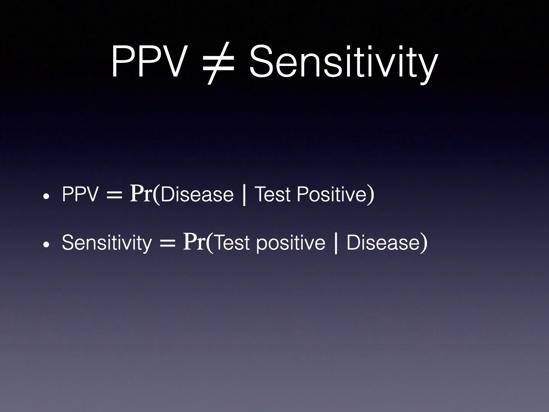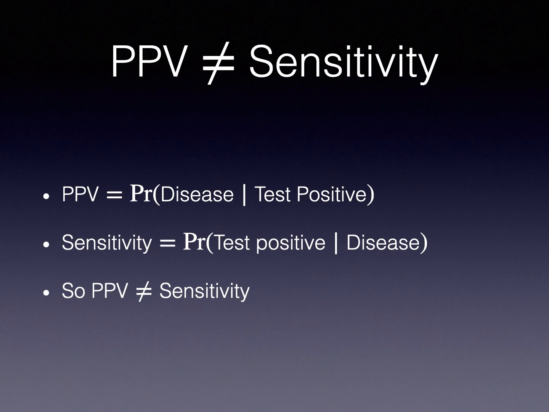In the PPV, we're conditioning on the test being positive. In the sensitivity, we're conditioning on the person having the disease. So these are completely different conditional probabilities. And so we see here that the PPV is not equal to the sensitivity. Those are two different measures, two different values, two different conditional probabilities, and so we don't want to confuse those.